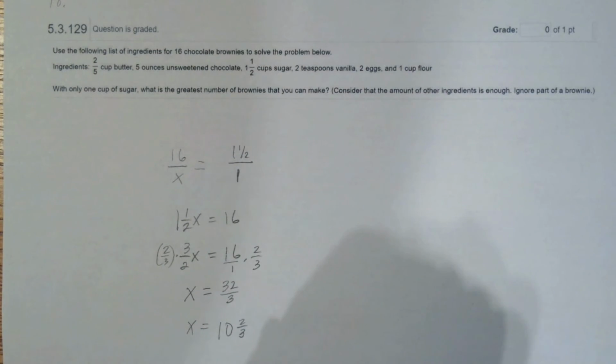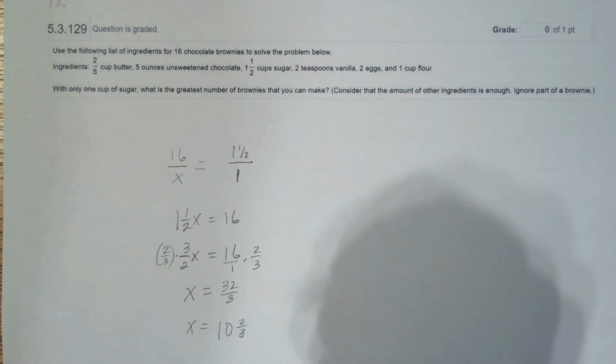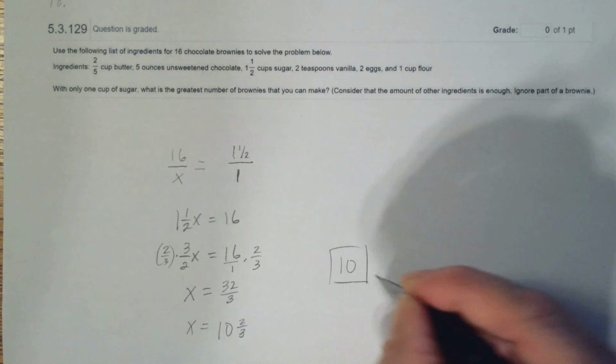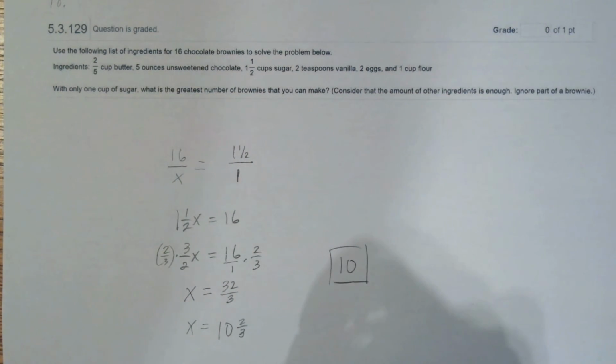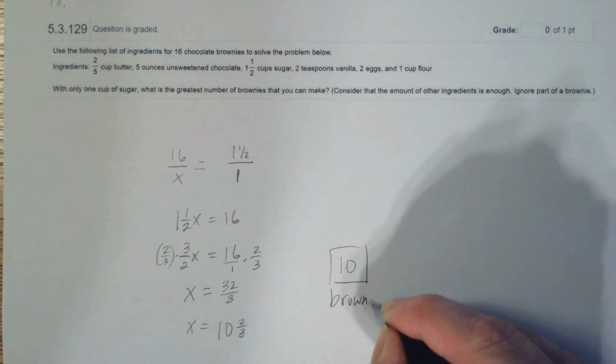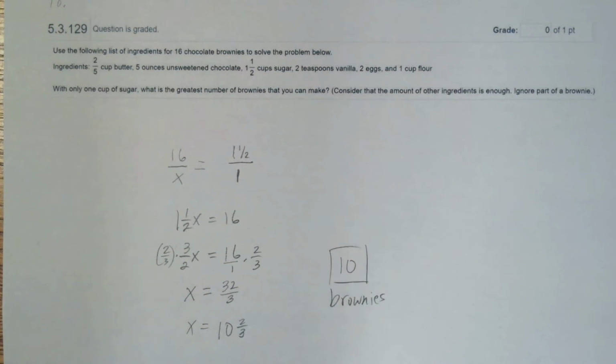So consider the amount of other ingredients being enough. Ignore part of a brownie. So it sounds like they want us to ignore the 2/3, so you would just write 10. If they didn't take the 10, I would try using 11, but I believe you're going to want to put in an answer of 10. So 10 brownies, that's how many we can make with 1 cup. All right, that's it for that problem.